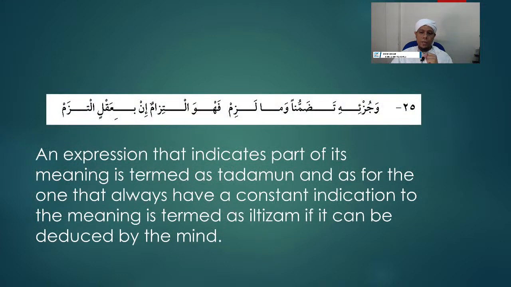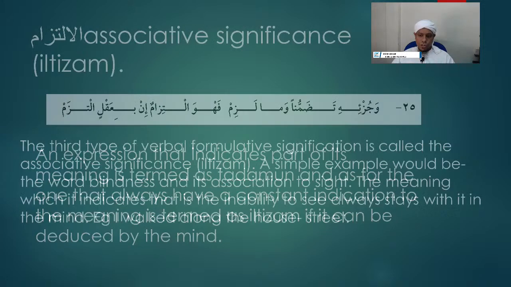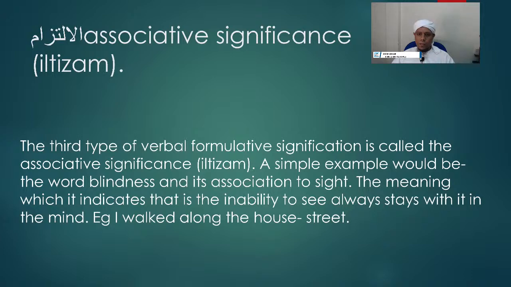And then we have the dalala iltizam. Dalala iltizam, that's what we mentioned, something that is deduced by the mind, a constant indication. A simple example will be the word blindness and its association to sight. So the moment we say someone is blind, then we understand that he has no sight. Or when we say someone sees, then we know that he is not blind.